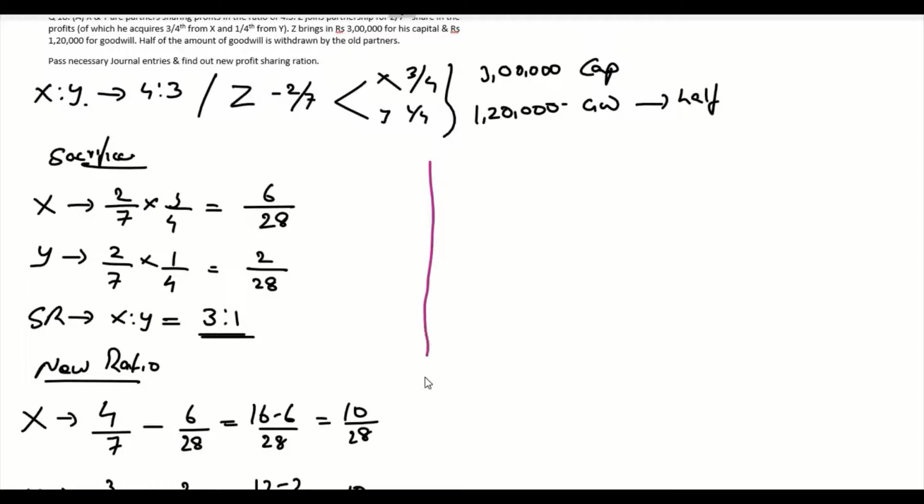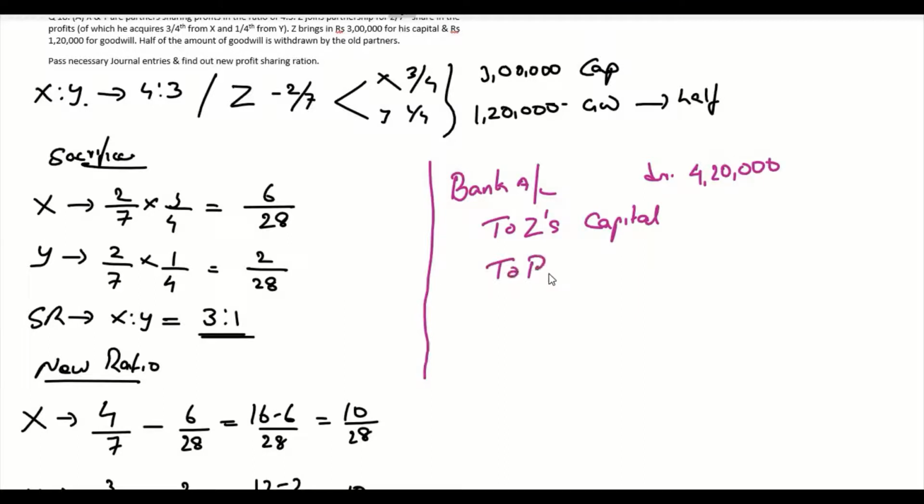Okay, so we know that Z is going to bring 3 lakhs as his capital and 1,20,000 as goodwill. So for that, it is bank account debit 3 lakhs plus 1,20,000, it's going to be 4,20,000. To his capital and to premium on goodwill. So that's going to be 3 lakhs and 1,20,000.